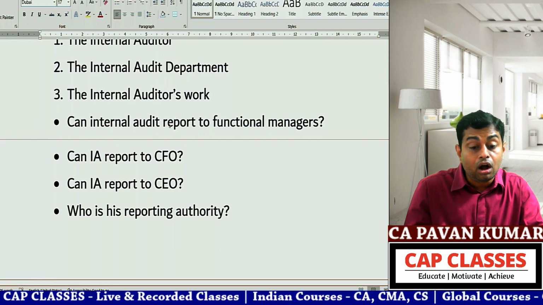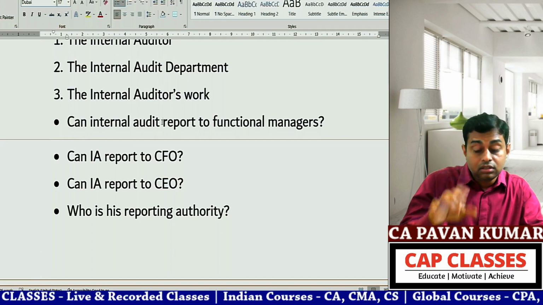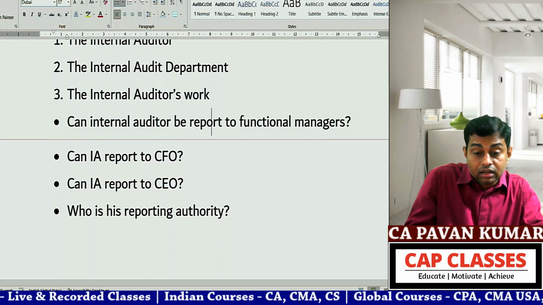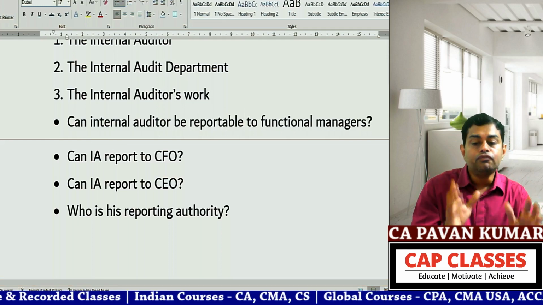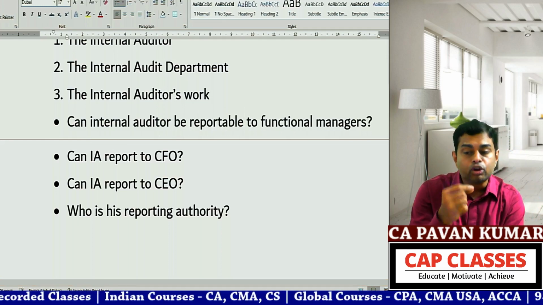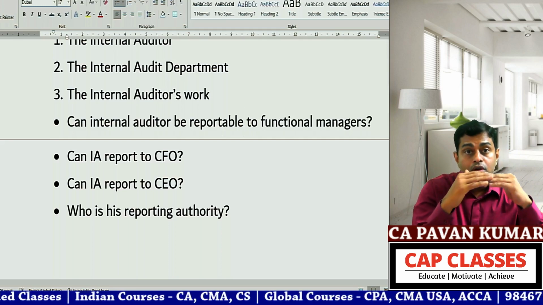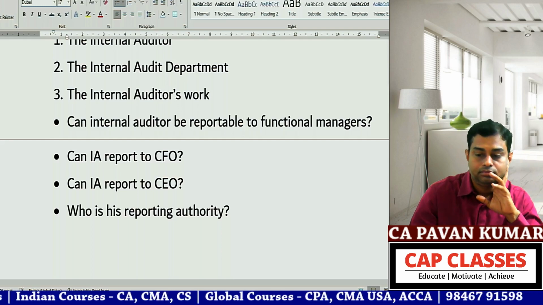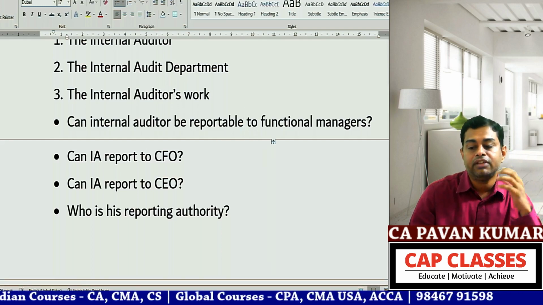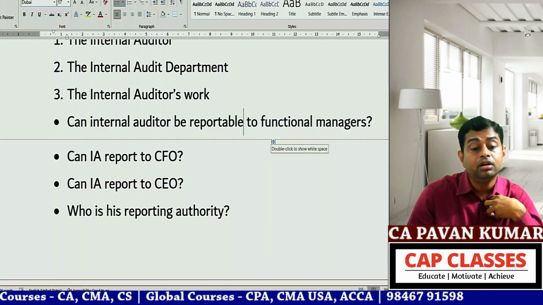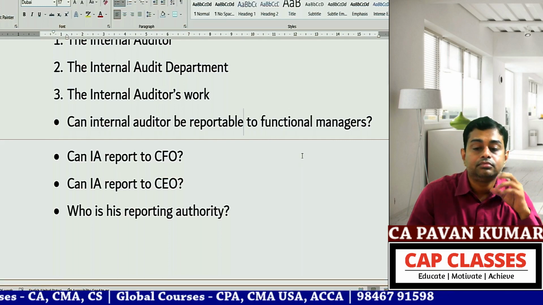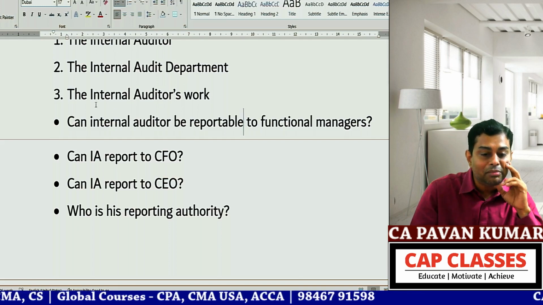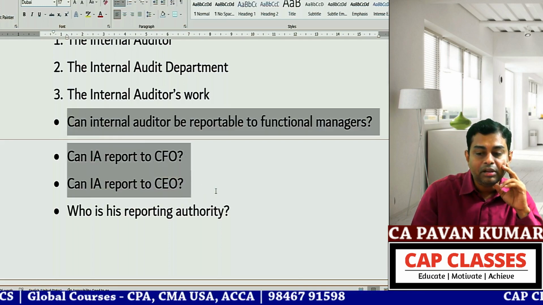Can the internal auditor be reportable to functional managers? Should I report to this level? So who is my reporting authority? Who is my boss? Now tell me, if I am the internal auditor, who is my boss? Some guy is saying management. That is a very vague answer, because all these are management only, no? All these three are management only.